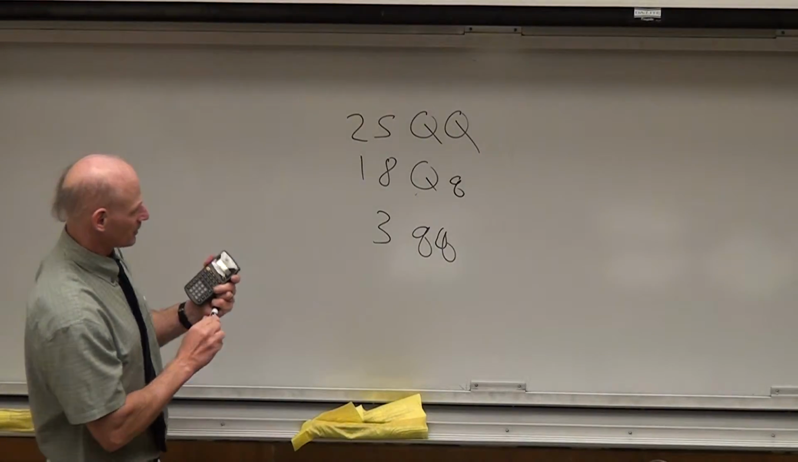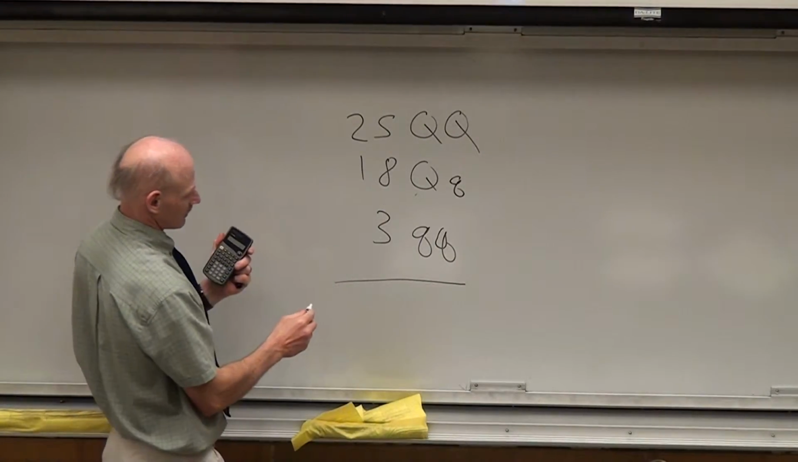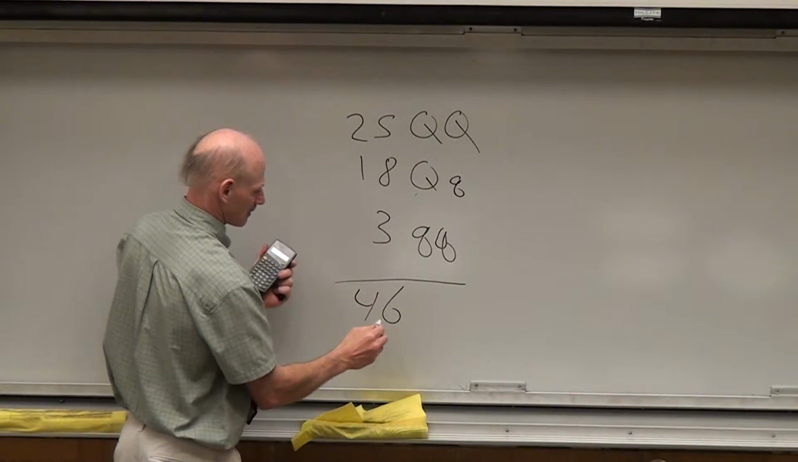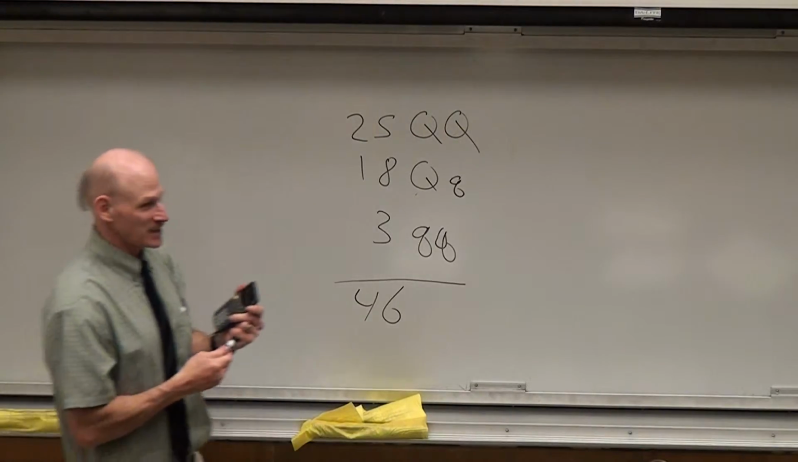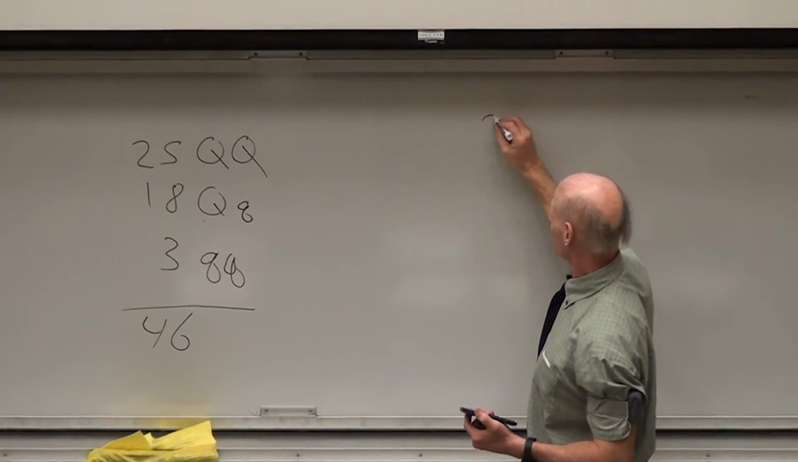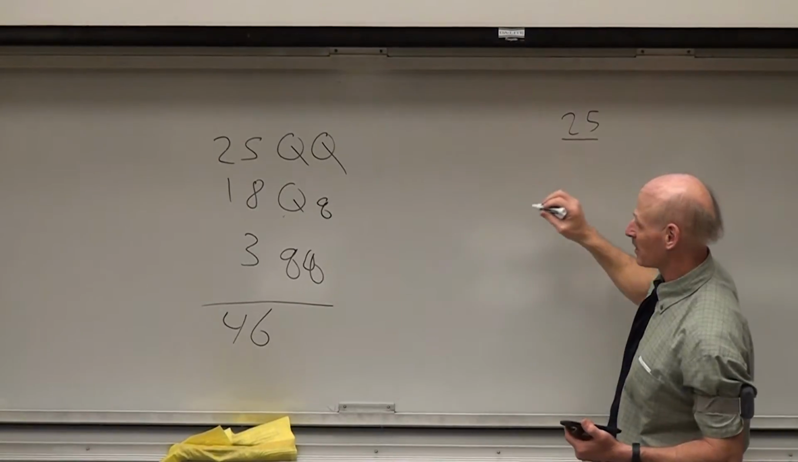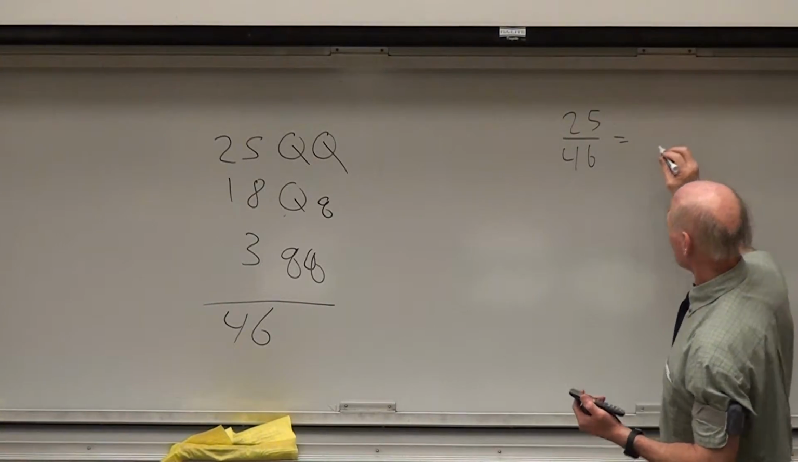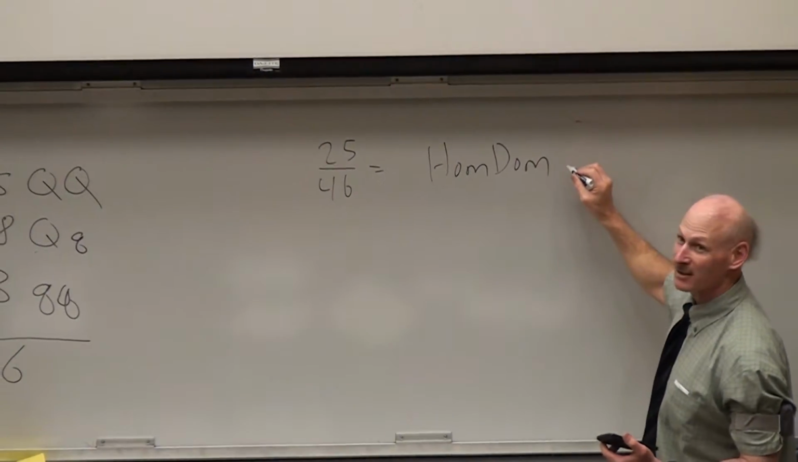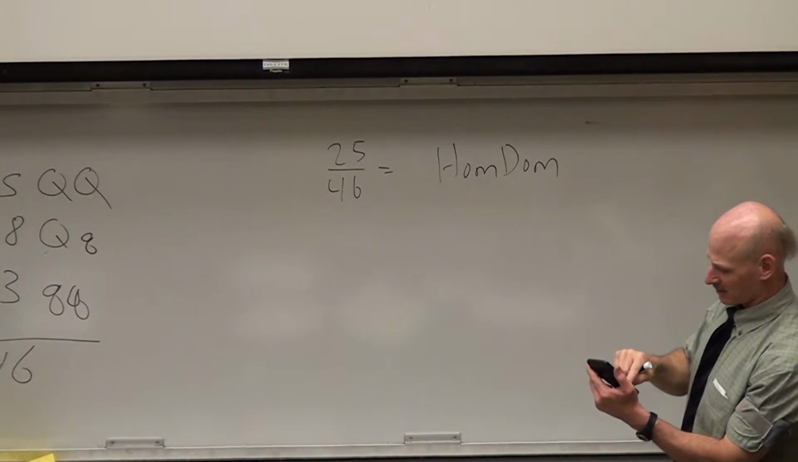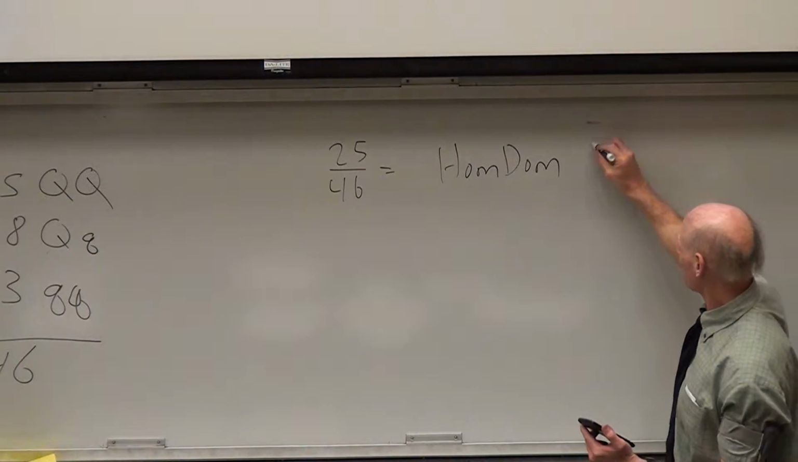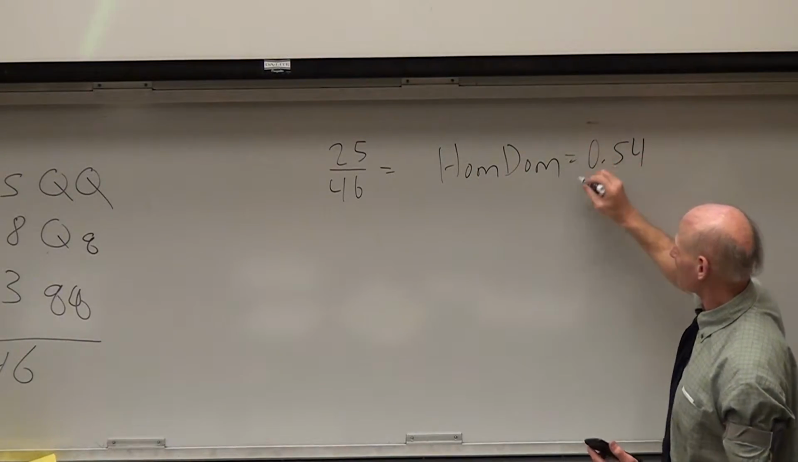Well, what's our grand total now? 46 individuals? Does that sound right? So if I say, what is the genotype frequency of homozygous dominant? You'd say, well, there's 25 of those individuals who are big Q out of 46 individuals. And so that comes out to, did anybody do the math yet? Yeah, 0.54 is the genotype frequency for homozygous dominant.